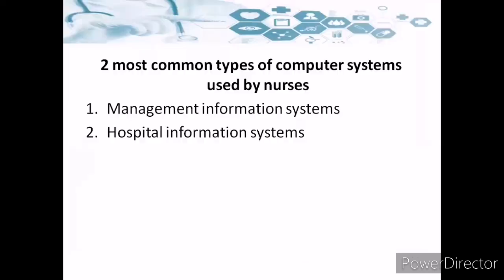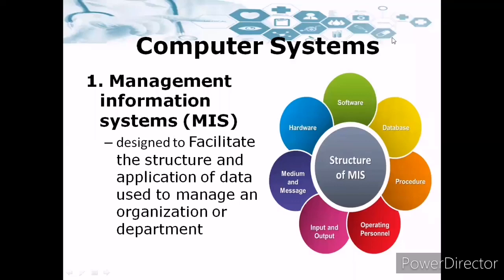Okay, so we have two common types of computer systems used by nurses: the management information system and the hospital information system. Number one, the management information system, or MIS, is designed to facilitate the structure and application of data used to manage an organization or department. The structure of MIS includes the software, database, procedure, operating personnel, input and output, medium and message, and the hardware. All of this is focused on management of the organization and department.